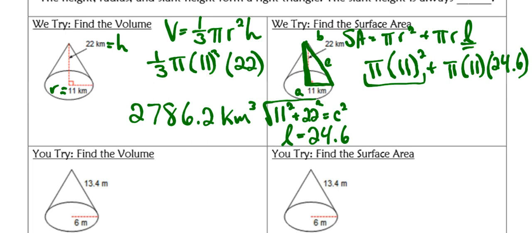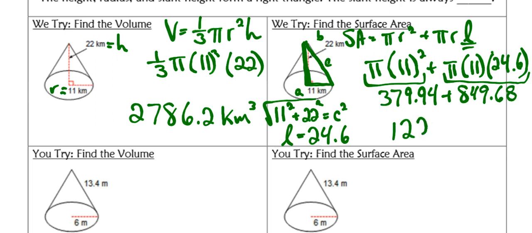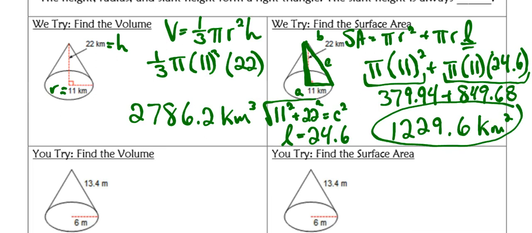Again, you could just type this whole thing into decimals, or solve it one piece at a time. 379.94 is that first part, plus 849.68 for the second part. Total surface area of 1,229.6. That is kilometers squared, because we're talking about covering that shape with little squares.